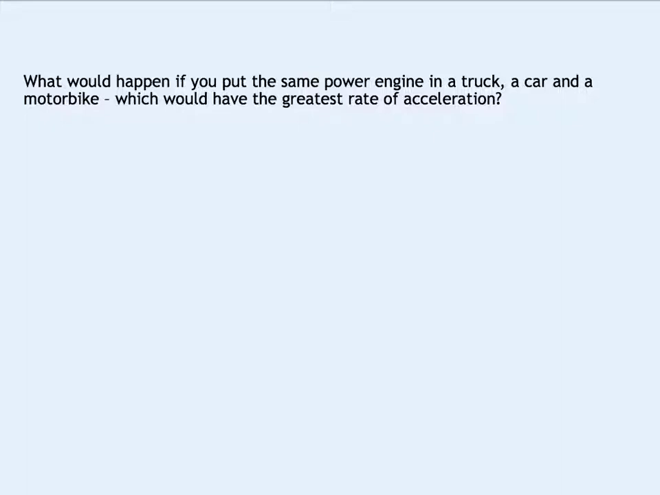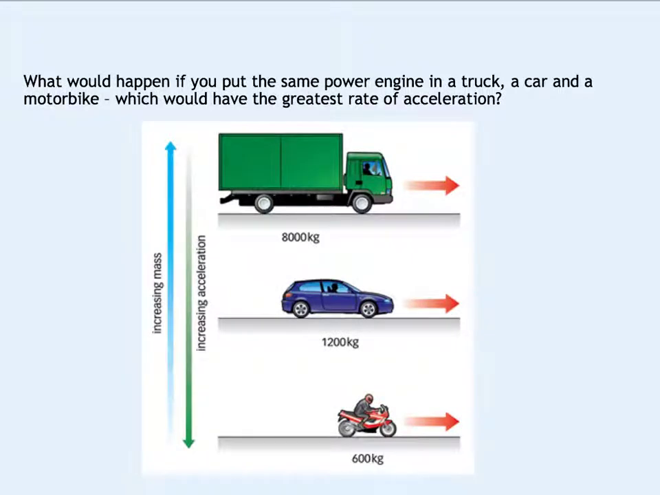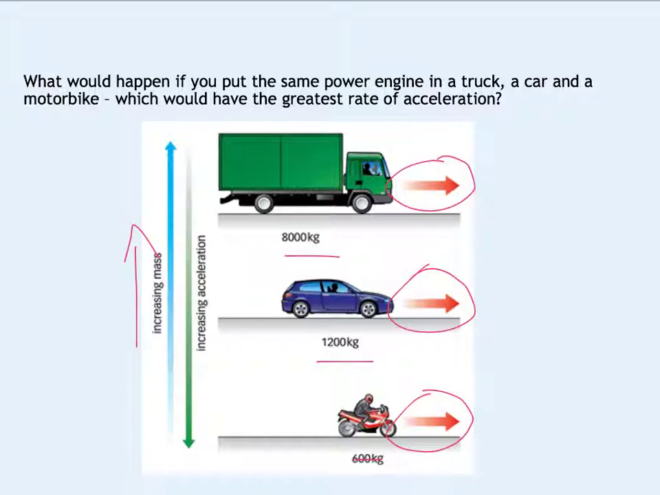If you've got the same powerful engine and you put that engine into a truck, a car and a motorbike, which one of those is going to have the greatest rate of acceleration? Right, and there's your proof. So we've got the same engine in these three vehicles. You know that because the forward force that's being applied is exactly the same. Here's the mass of those vehicles. So as you increase the mass, this is going to accelerate slower. So if you increase the mass, you've got a reduction in the rate of acceleration. The lower the mass, the greater the rate of acceleration.